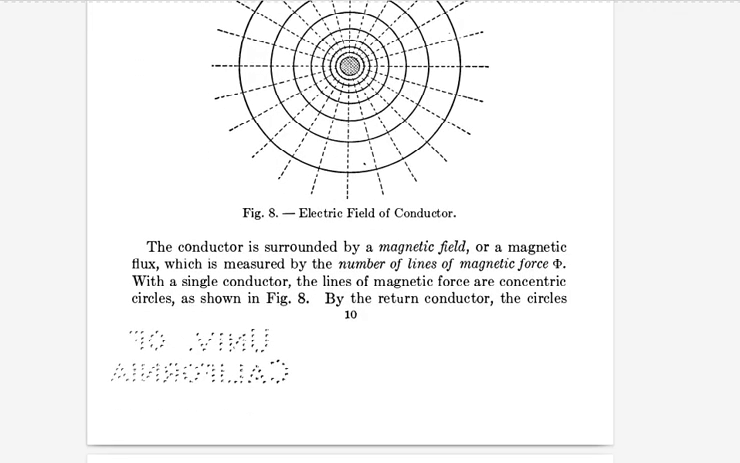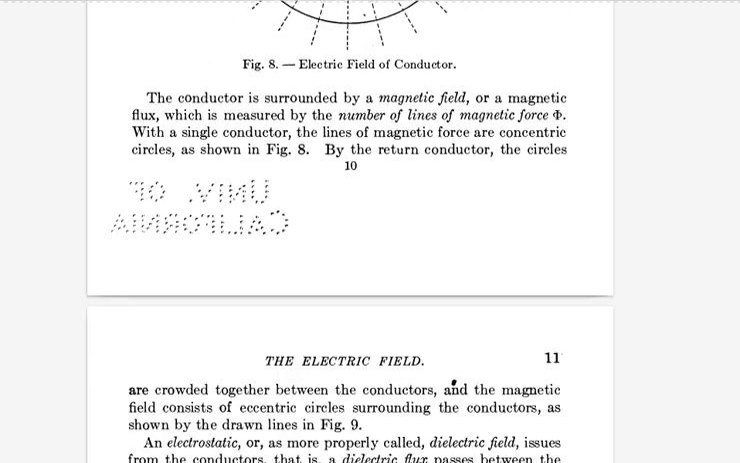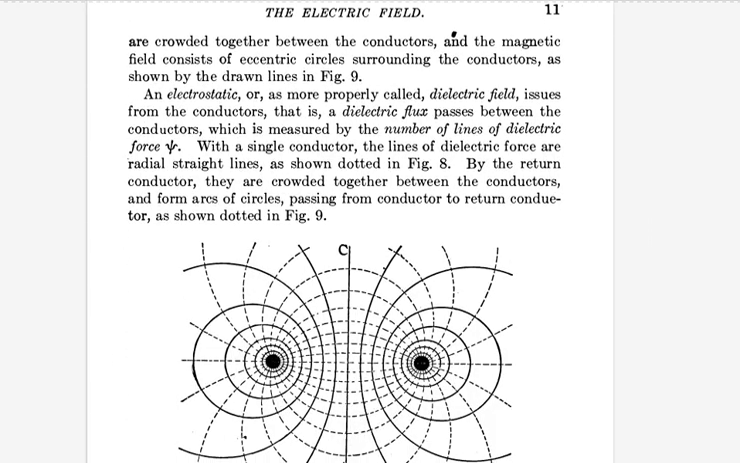The conductor is surrounded by a magnetic field, or a magnetic flux, which is measured by the number of lines of magnetic force, phi. With a single conductor, the lines of magnetic force are concentric circles, as shown in Figure 8. By the return conductor, the circles are crowded together between the conductors, and the magnetic field consists of eccentric circles surrounding the conductors, as shown by the drawn lines in Figure 9.